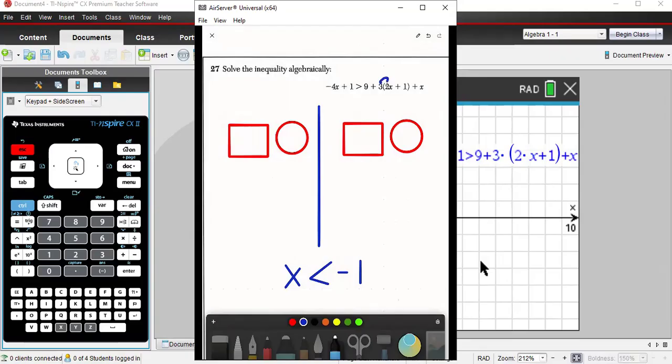First thing you need to do is get rid of the parentheses. So this is going to be 6x. This is going to be plus 3. So this is gone. Now every term goes into a box or circle with the sign. So this is going to be a -4x plus 1. On this side, we're going to have 6x, we're going to have 9, then plus 3, and then plus 1x.